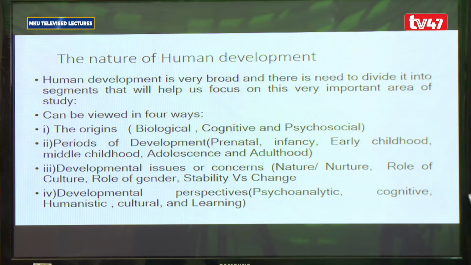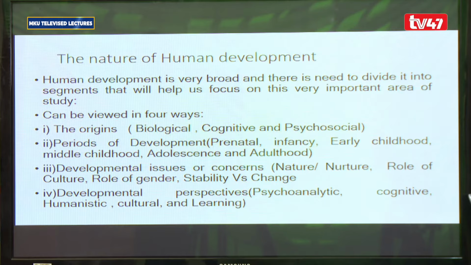The first one is in terms of its origins. So where does it all start? And here we talk of the biological processes, where we have the transmission of genes into the zygote. Cognitive entails the thinking and reasoning processes, and psychosocial has got to do with the interaction with the environment.